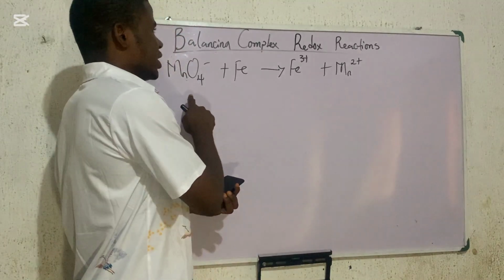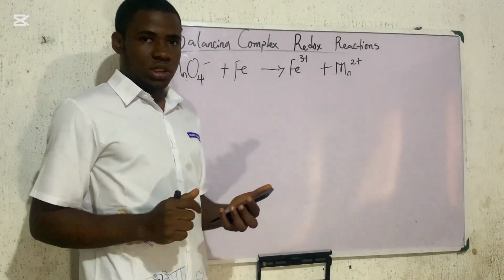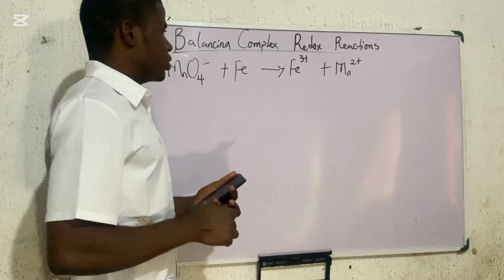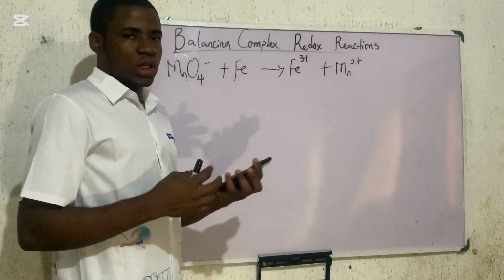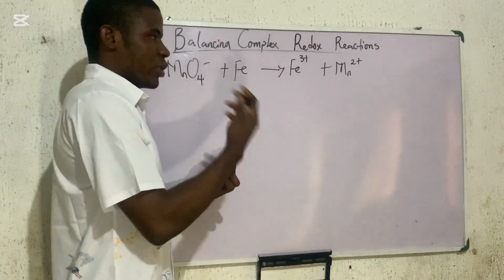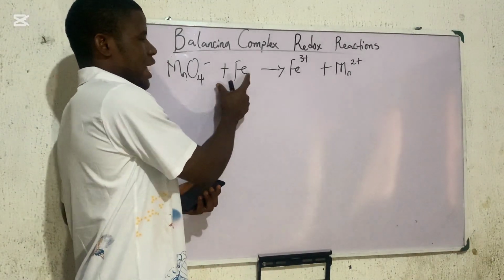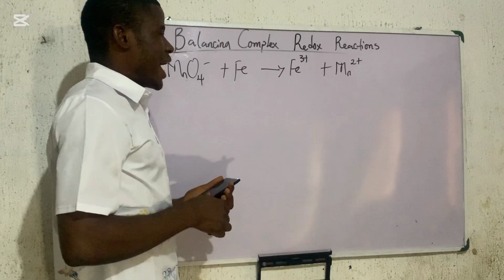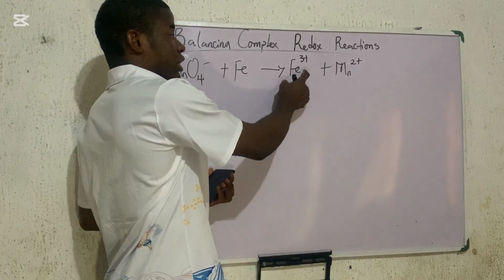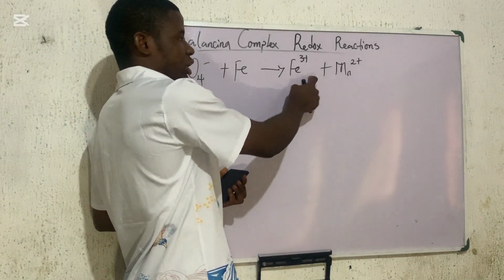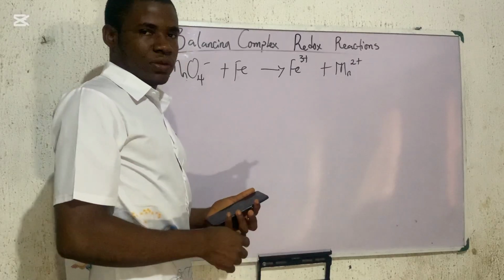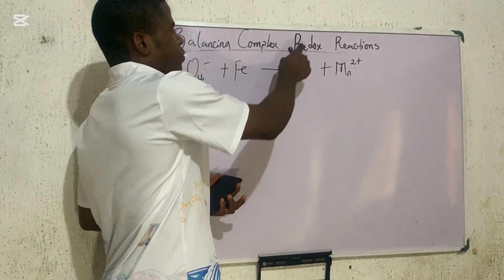We are still on balancing complex redox reactions. I've done something on this before; this is just another question. Here I have manganese 7 ion reacted with neutral iron metal, plus it gave us iron 3 ion, then gave us manganese 2 ion.